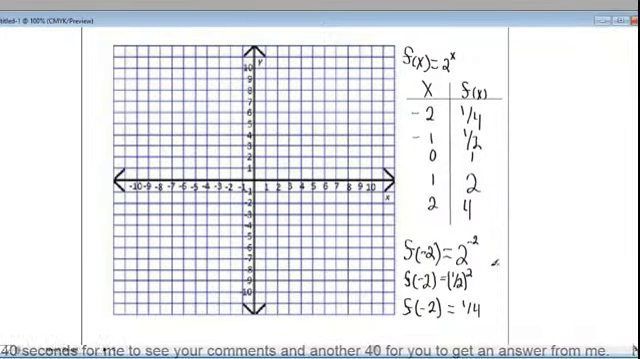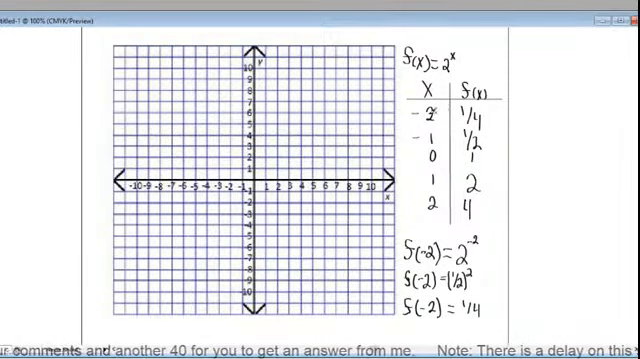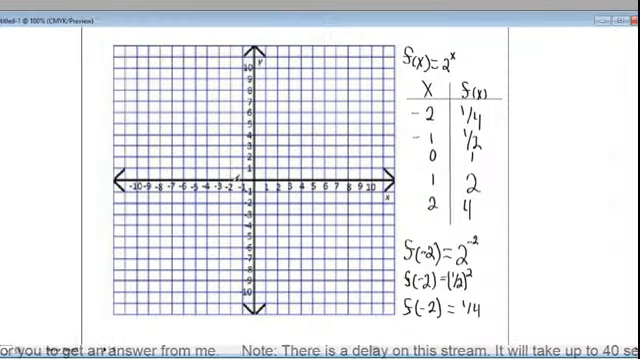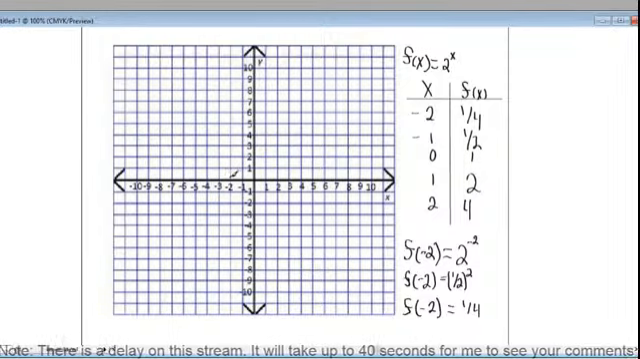Okay, so now we've got some points we can graph. So let's start with this right here, negative 2 for our x and 1/4 for our f of x, or y. So negative 2 is right there, and then 1/4 for our f of x. That goes up 1/4, that's like right there. And I'll just put a little point there.